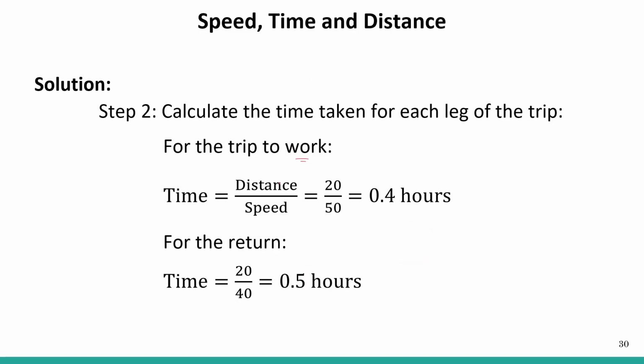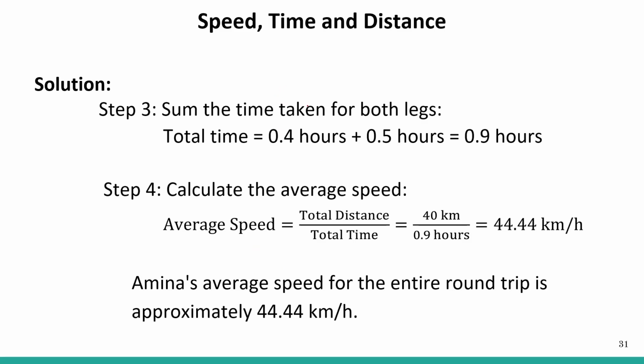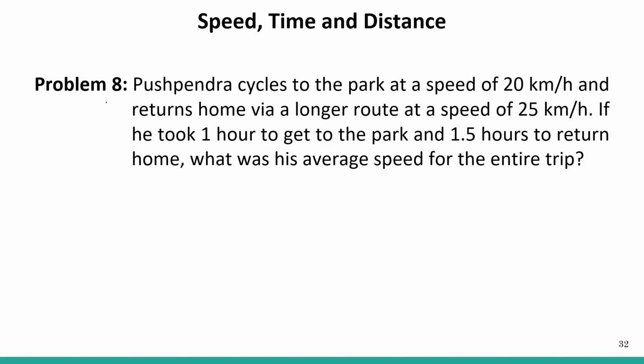So for the trip to work, time is equal to what? Distance by speed, so 20 by 50 is equal to 0.4 hours. For the return, it will be 20 by 40 is equal to 0.5 hours. So summing up, the total time taken is 0.5 plus 0.4 is equal to 0.9 hour. So the average speed is equal to what? Total distance by total time. So total distance is 40 and total time is 0.9. So in whole, it will be 44.44 km per hour. So Amina's average speed for the entire round trip is approximately 44.44 km per hour. Let's see problem number 8.